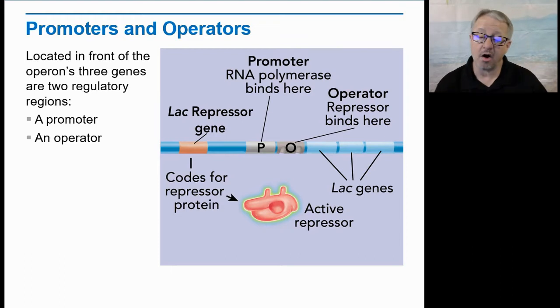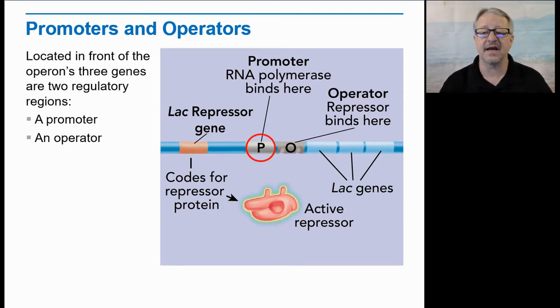Now, on one side of the operon's 3 genes are 2 regulatory regions. There's a promoter region and an operator region. The promoter is a site where RNA polymerase can bind to begin transcription. It's right there. Now, the operator site is where a DNA binding protein known as a Lac repressor can also bind to DNA. And we see the repressor right there. When the repressor is bound to the operator, RNA polymerase can't move along the DNA and reach the genes. In other words, the repressor is like a roadblock.